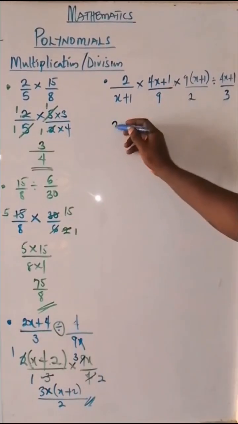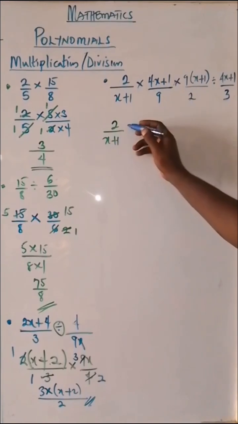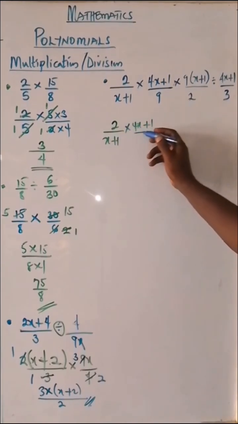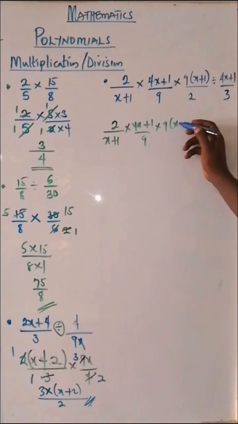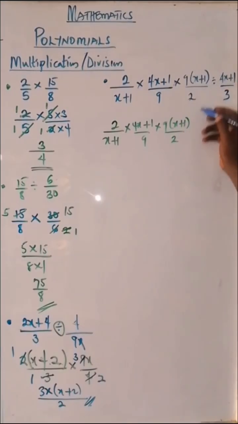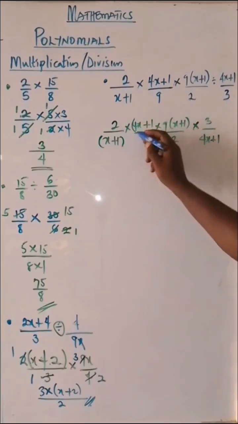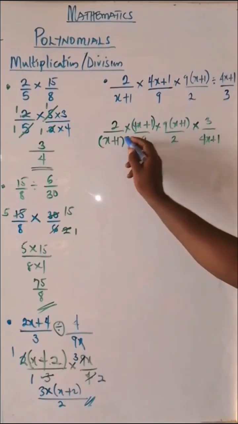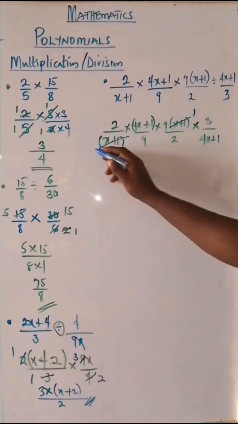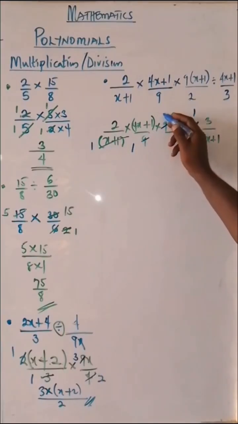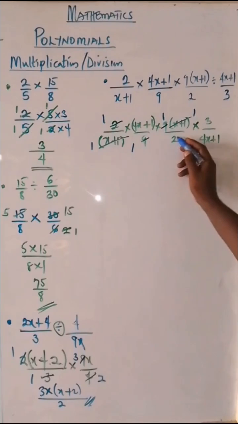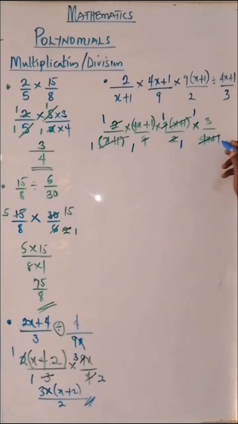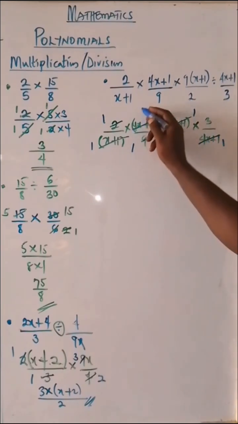So all I write here, I'll come and write 2 over x plus 1 times 4x plus 1 equal 9 times 9 into x plus 1 over 2. Division, I turn to times 3 over 4x plus 1. And recall I told you, numerator can always cancel denominator. As far as we have there is multiplication. Now if you observe, x plus 1 cancels x plus 1. So this is 1, 1. 9 here 1, 9 here 1. 2 here 1, 2 here 1. 4x plus 1 here 1, 4x plus 1 here 1.